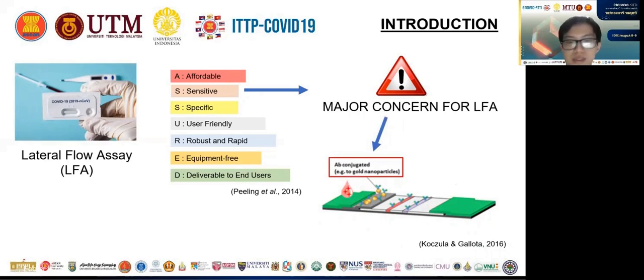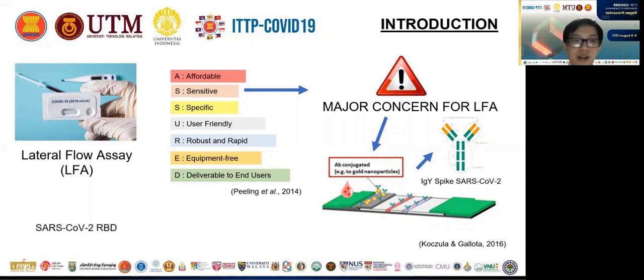lateral flow assay. For the antibody, we'll use IgY or immunoglobulin Y spike SARS-CoV-2 because IgY is specific due to it not reacting with the rheumatoid factor and not reacting with protein A and protein G. And this IgY will bind with the SARS-CoV-2 RBD because SARS-CoV-2 RBD is the part of the spike protein from the SARS-CoV-2, and it could bind specifically with the IgY spike SARS-CoV-2 due to the specific antigen and antibody binding.